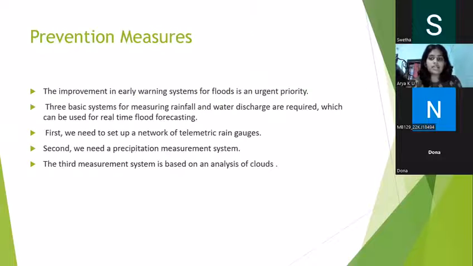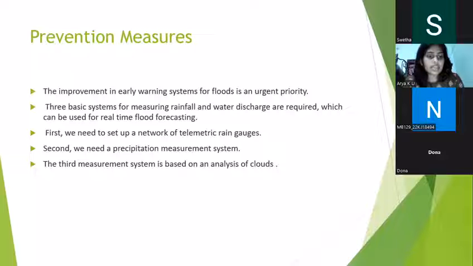Next slide. The prevention measures. The improvement of early warning systems for floods is an urgent priority. For this, a basic system for measuring rainfall and water discharge is required, which can be used for real-time flood forecasting. First, we need to set up a network of telemetric rain gauges, linked with a central network by means of internet or satellite communication. This provides real-time information on actual rainfall.